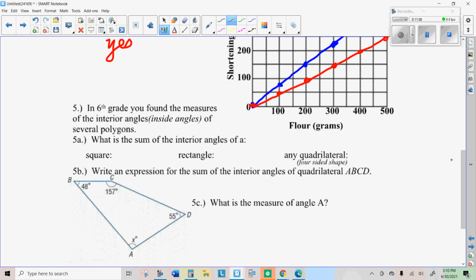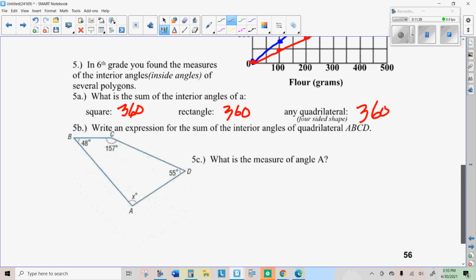Okay. In 6th grade, you found the measures of the interior angles of several polygons. What is the sum of the interior angles of a square? That one's pretty easy. Each corner is 90 degrees. 90 times 4 is 360. Same with a rectangle. There's 360 degrees in a rectangle. And actually, for any quadrilateral, there's 360 degrees.